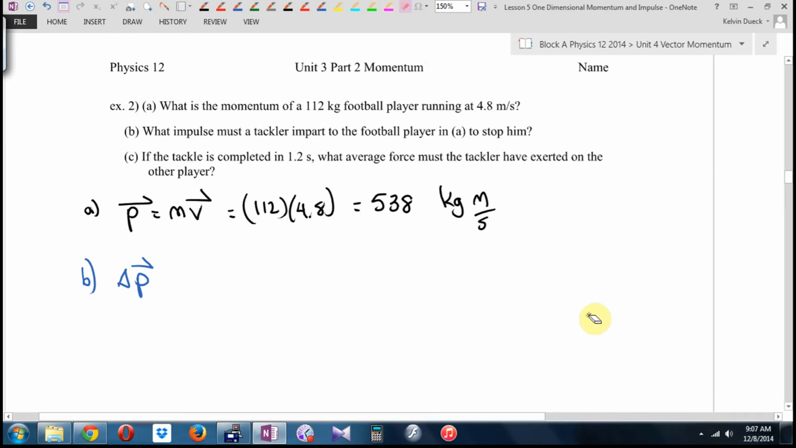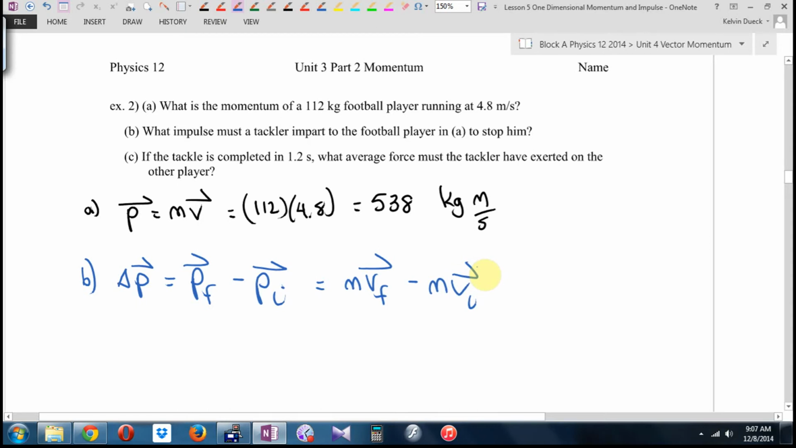So, hey, Ty, what's change in anything? This is going to be momentum final minus momentum initial. And Ty, what if you write at the top of the page? Momentum is what times what? This is going to be mv final minus mv initial.